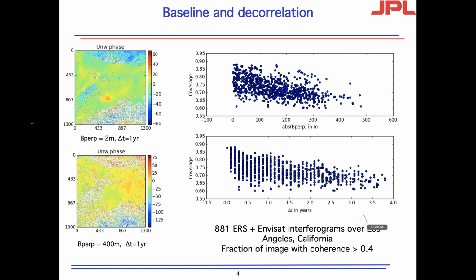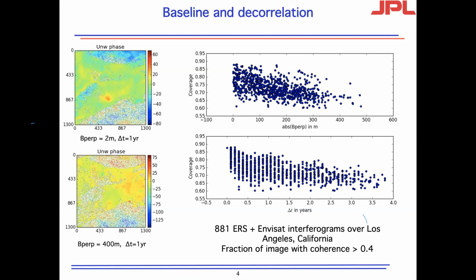The baseline at which the image would be fully decorrelated is called the critical baseline, and is at about 1.1 kilometer, I think, if I'm not mistaken. So you can see now on the two images on the left-hand side, those are interferograms where the temporal baseline is the same, but the perpendicular baseline is different. And it's kind of another way of looking at the same plot.